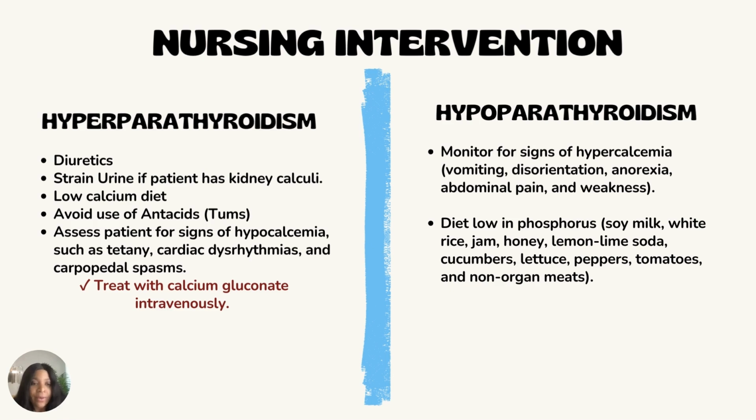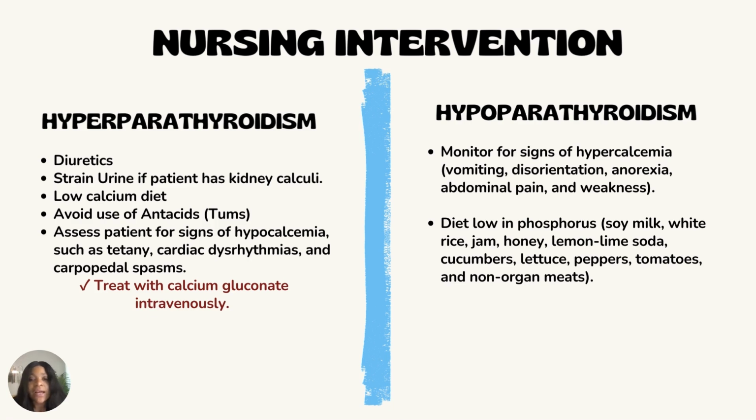All right. Now, if the patient goes through a procedure and they take out some of their parathyroids and now they have a low calcium level, you want to watch for that. You want to watch for signs of hypocalcemia, such as tetany, Chvostek's sign, Trousseau's sign, cardiac dysrhythmias, and carpopedal spasms, and we would treat by giving them calcium gluconate.